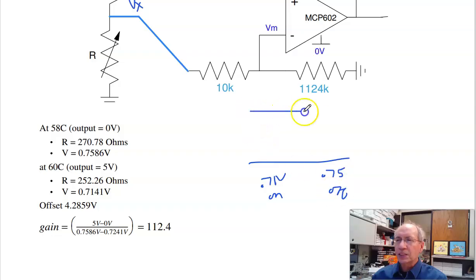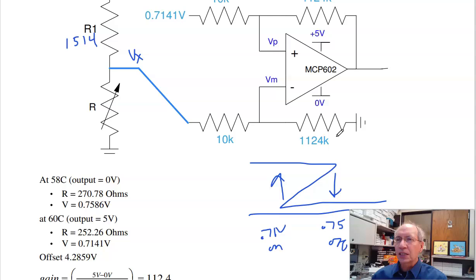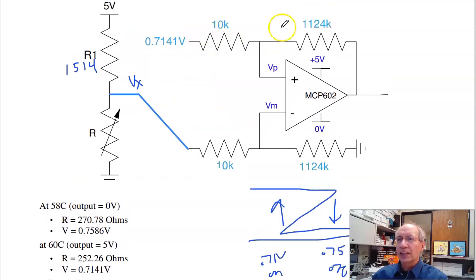So you're getting kind of this characteristic, a little backwards Z. When the on voltage is less than the off voltage, I connect to the minus input. The on voltage is your offset, and the gain is the slope. Output changes by 5 volts as input changes by 0.4. That gives a slope of 112. Make that 112 to 1. And there's the circuit, output 0 volts and 5 volts, turning on at 60C, turning off at 58C.